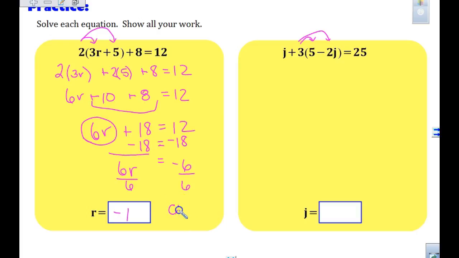If I was doing my check, I would have 2 times, I'm going to multiply 3 times -1 right away. That gives me a -3 plus 5 plus 8. This is really 2 times 2 plus 8. And I know that 4 plus 8 is 12. And that's what I was trying to get on this side. So it checks. Okay?